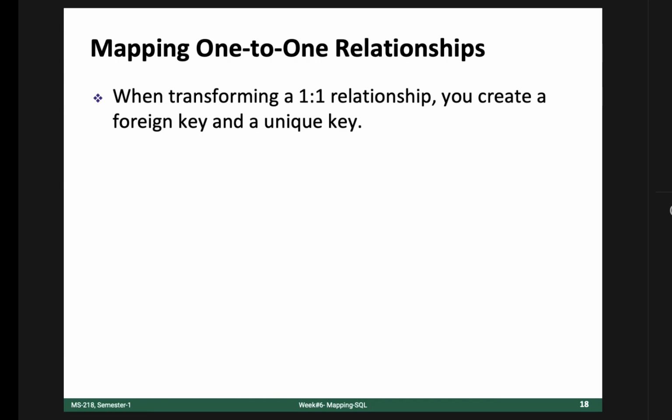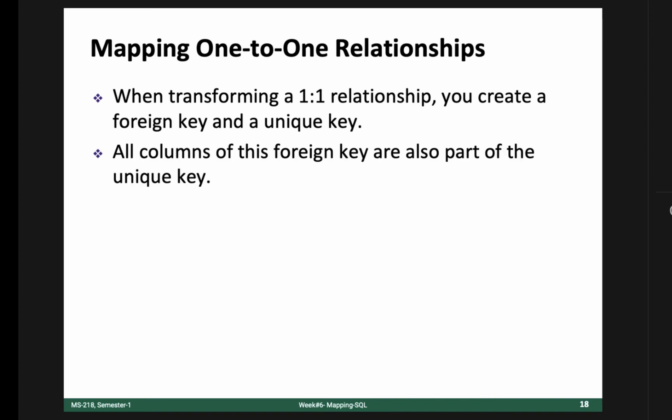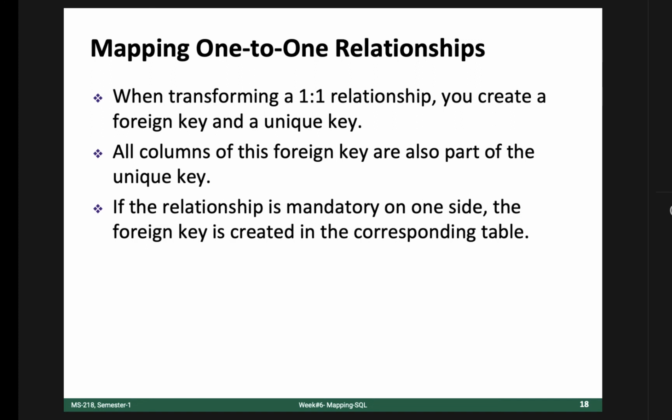You know the meaning of unique, right? Okay. So all columns of this foreign key are also part of the unique key. If the relationship is mandatory on one side, the foreign key is created in the corresponding table. So the simple rule is that if the relationship is mandatory on one side, the foreign key is created in the corresponding table. What it means is that from the other table, the primary key would be coming to that mandatory side table as a foreign key.